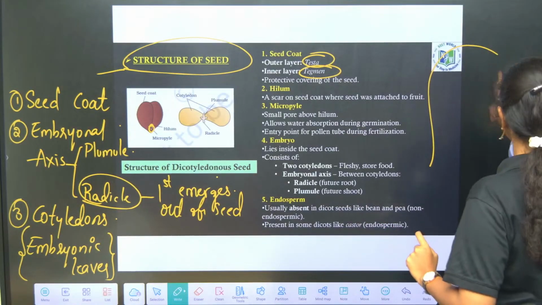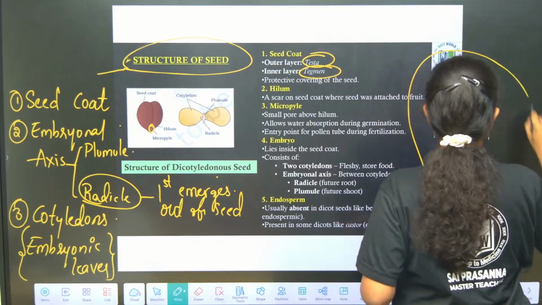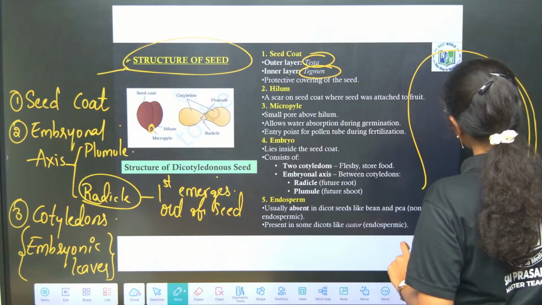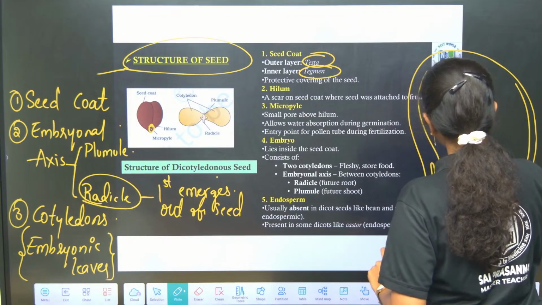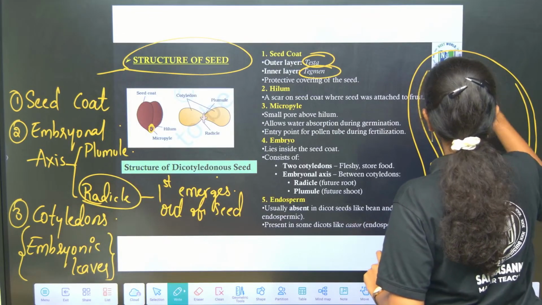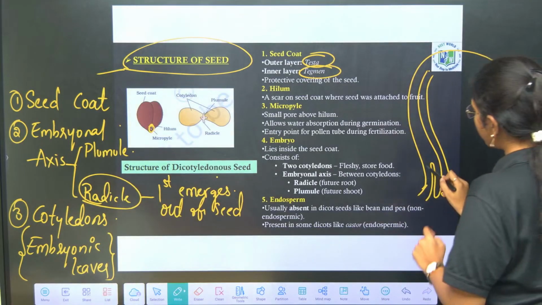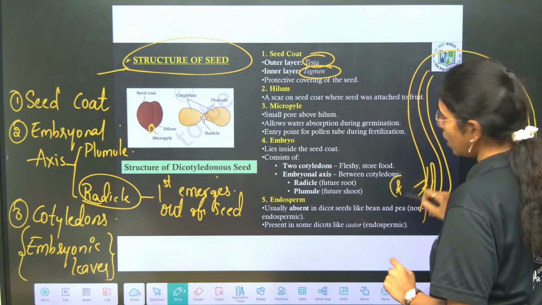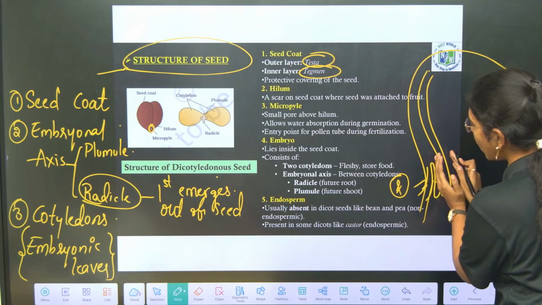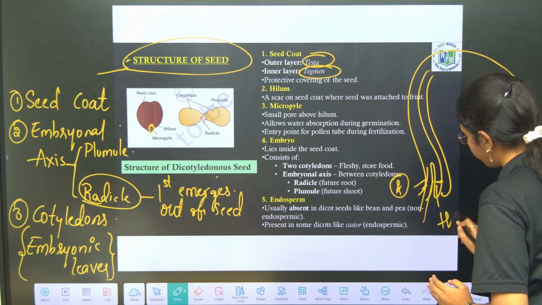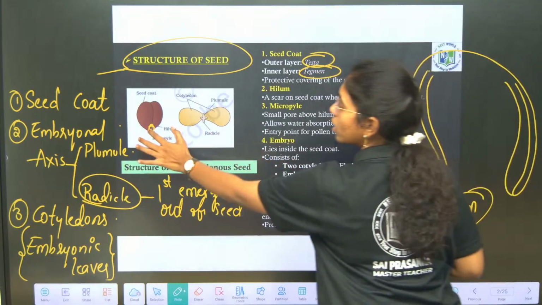Most of the angiosperms will have what type of ovule? Did you remember? Anatropous ovule. Anatropous ovule is also called inverted ovule. And the stalk-like structure is funicle. The small connecting link between funicle and integuments is hilum. Remembered? This hilum is a small scar on the seed coat.